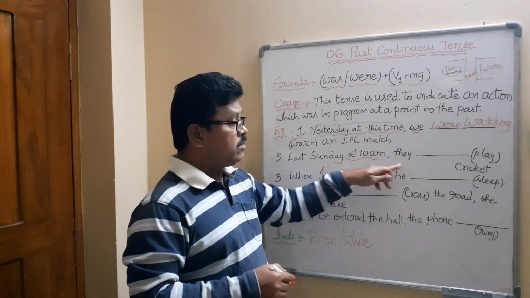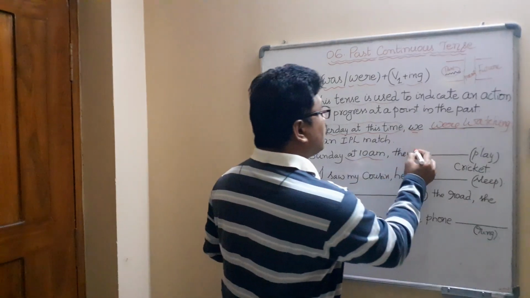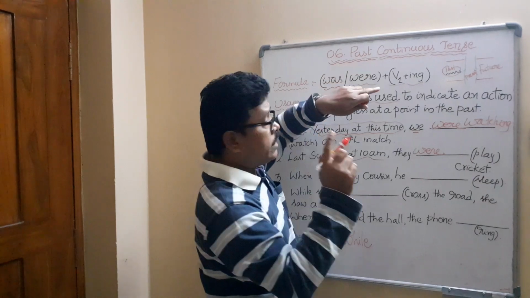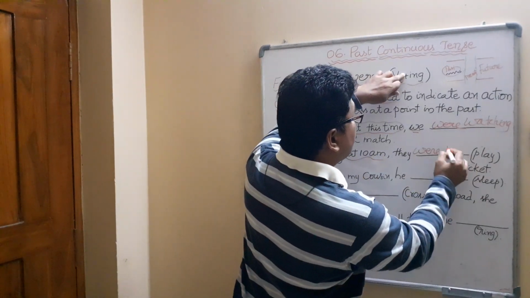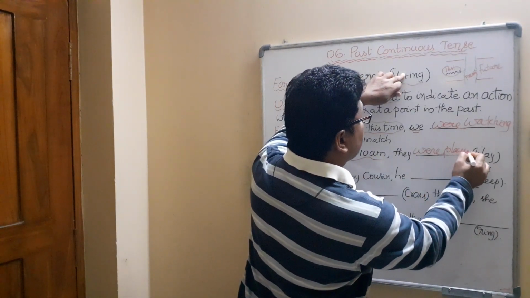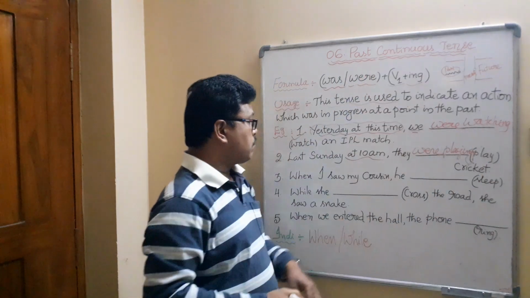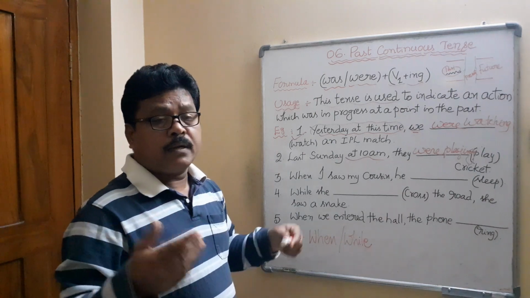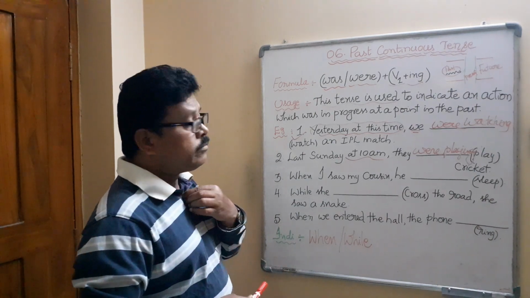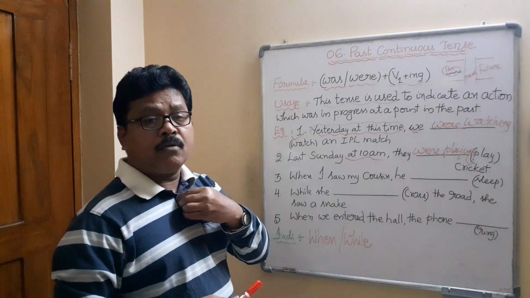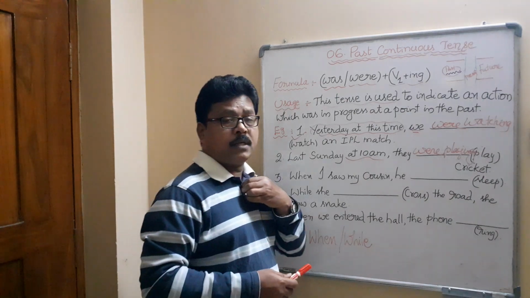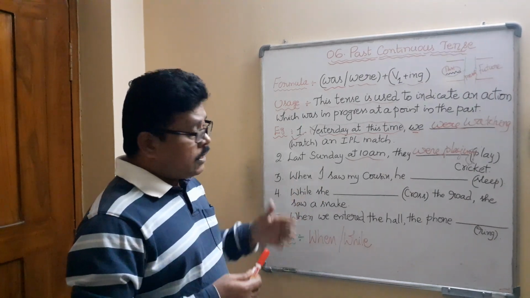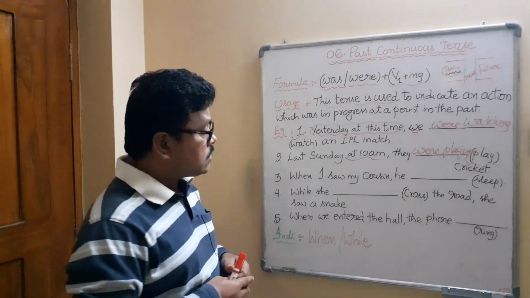Yesterday at 10 a.m. they dash play cricket. For they, what do we have to take? Between was and were, we have to take were, and play plus ing form, playing. They were playing. That is the answer. Very simple. Last Sunday at 10 a.m. they were playing cricket. We were playing cricket. Last Sunday at 10 a.m. they were traveling by air. They were going to Ooty. They were going to Kashmir. They were writing the exam. They were writing the online test. They were attending the online class, like that.